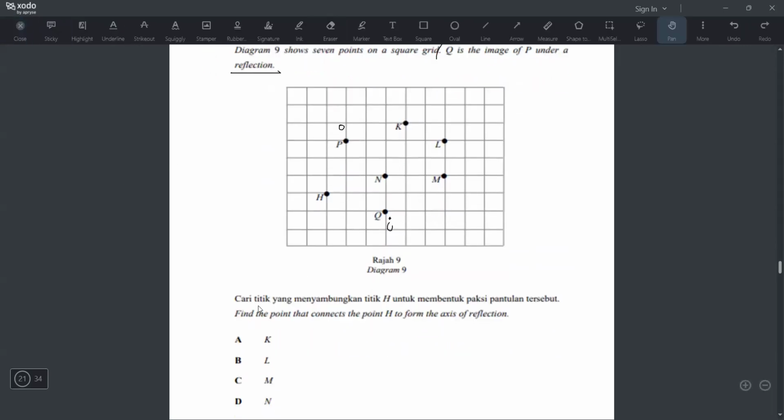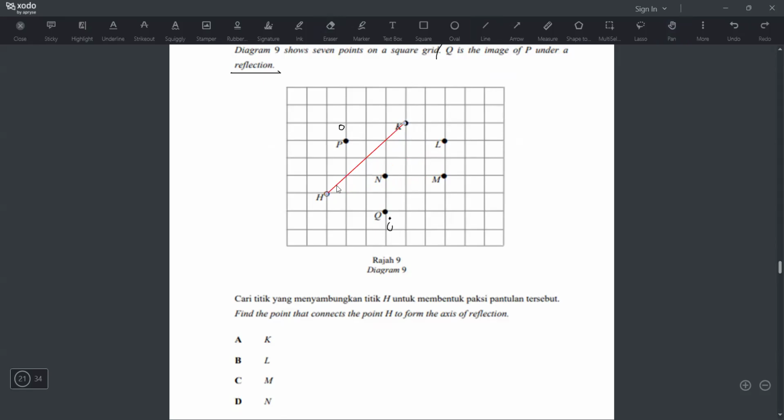So what you have to do now, find the point that connects H to form the axis of reflection. So A is K, B is L, M, N. So they are asking you which one is the reflection line, right? They already tell you to find the point that connects H to form the axis of reflection. It means your reflection line confirm passes through H. But they are asking you whether it's HK, HL, HM, or HN. But I think the answer is HL. Yeah, I think it's HL. Right? Okay, let me try one by one and explain to you why.